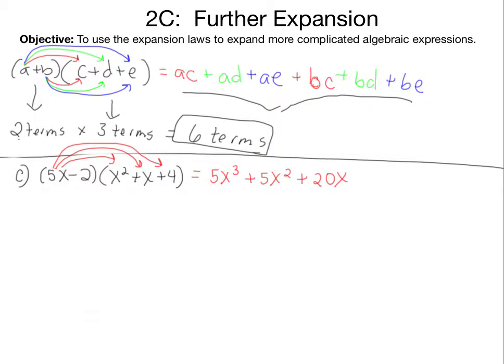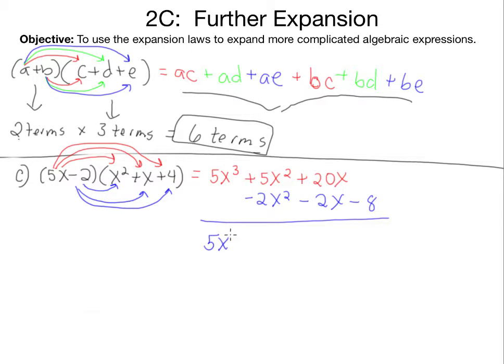Then I'm going to do the same thing for the second term in the first parentheses. I'm going to take a negative 2 this time and times it by x squared. That gives us a negative 2x squared. Negative 2 times x is a negative 2x. And the negative 2 times 4 gives us a negative 8. Lining up our like terms gives us a 5x cubed plus a 3x squared plus an 18x minus 8.